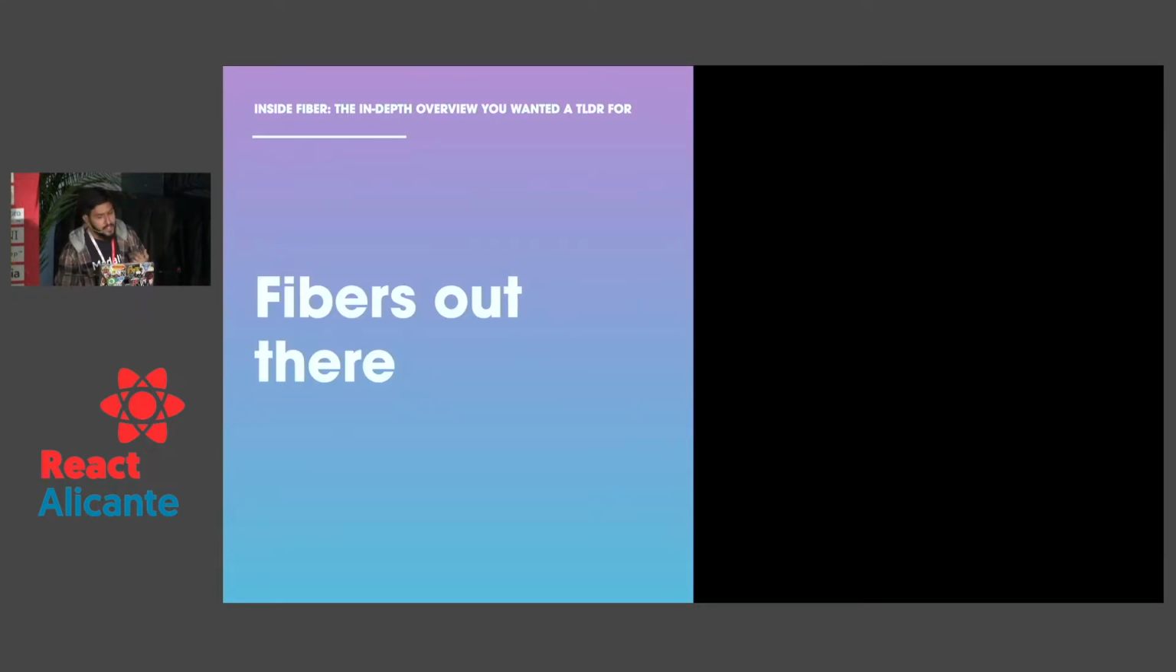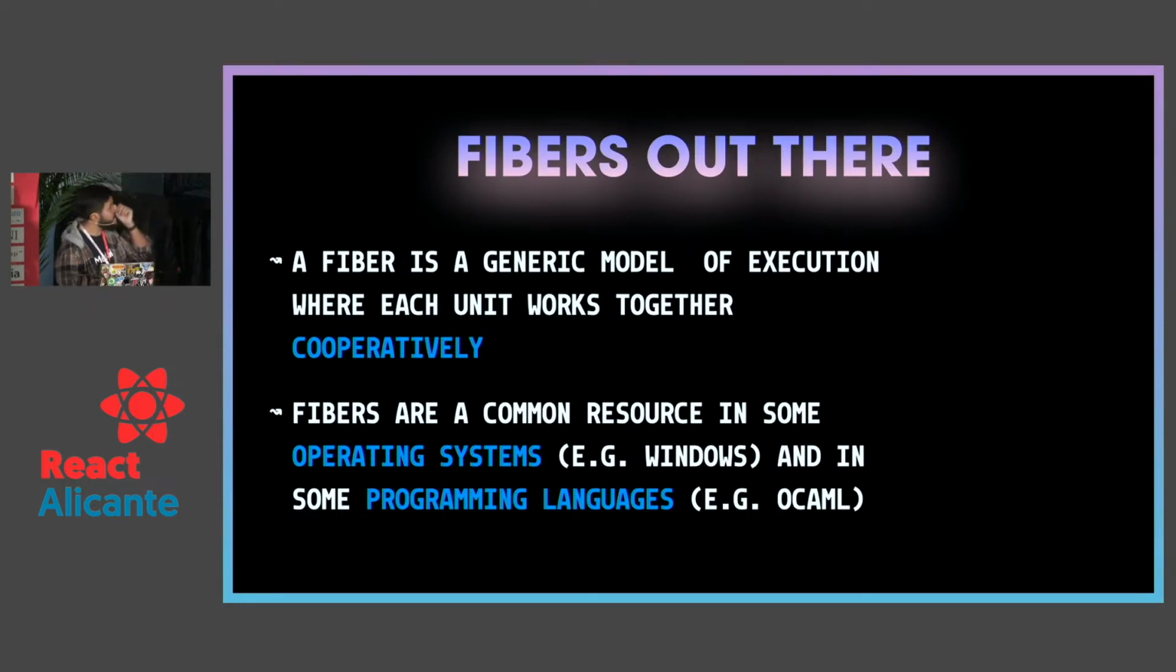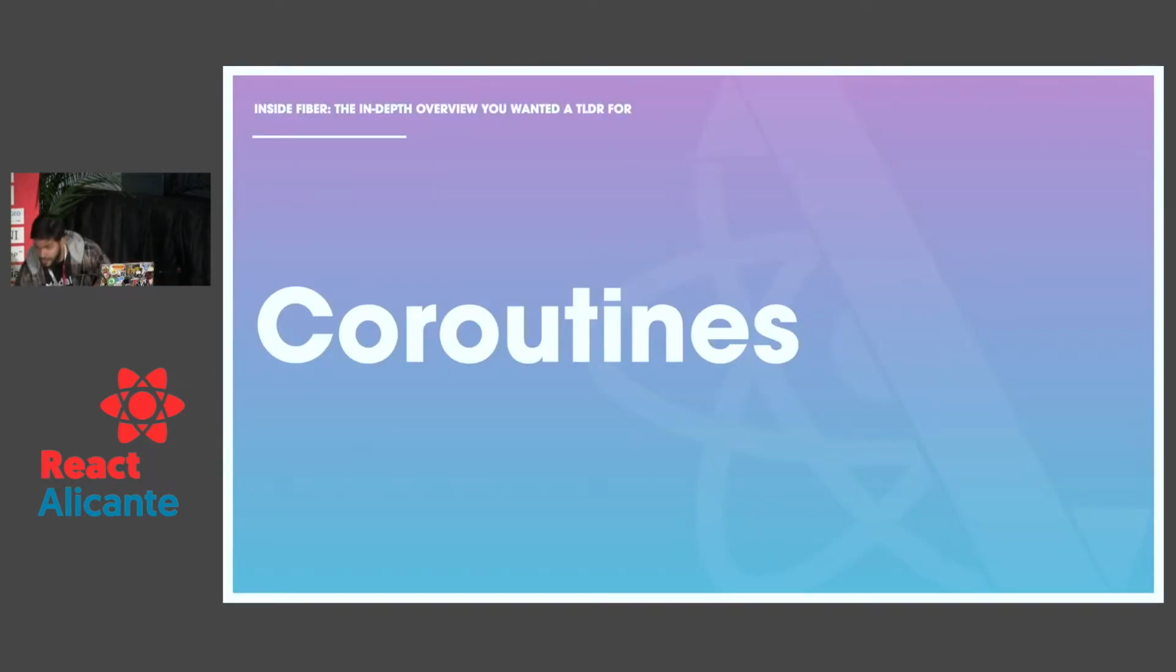And one of the last things about fibers is that they're not just a React thing, actually. This idea is not new. Basically, fibers are a generic model of execution in a cooperative way. And we can even see fibers in some operating systems or in some other languages, like OCaml, where we have fibers in the language itself. Now we can move to coroutines. Are you all good?